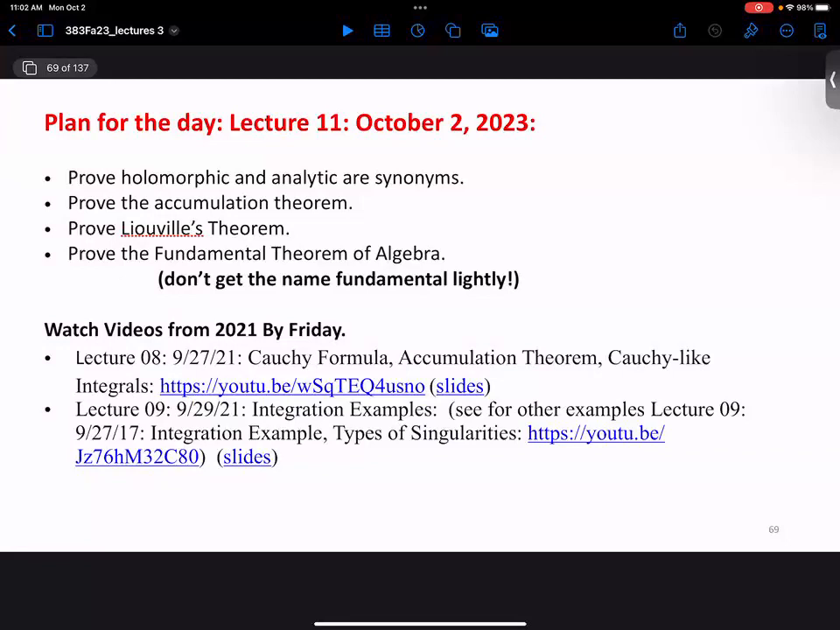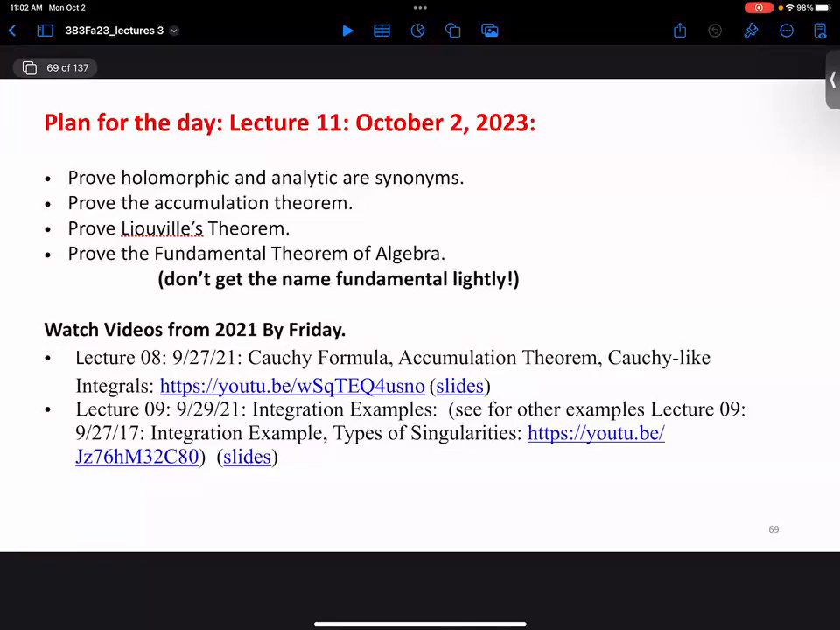We're going to prove the accumulation theorem that if you have a function that is holomorphic and it has a sequence of zeros that accumulate at a point inside the space where it's differentiable, then the function is identically zero. This is extremely different than real analysis. And this result has tremendous applications.